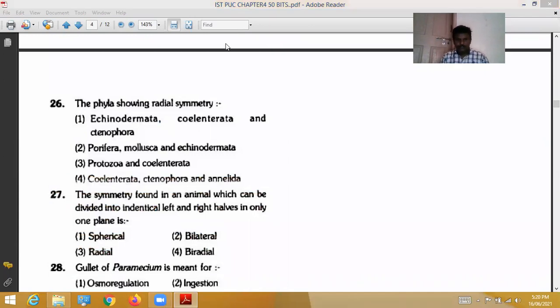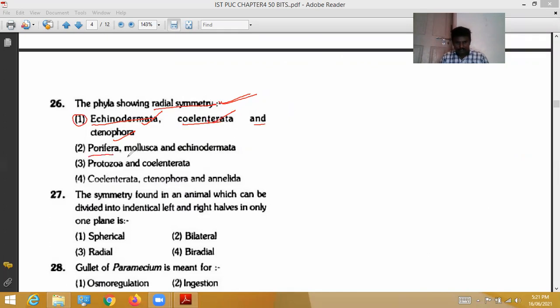Next, 26th question. Which phyla show radial symmetry? While I was teaching the lesson, I mentioned one point, whether you remembered or not, I don't know. Among all the animals, radial symmetry is possessed by 3 groups: Echinodermata, Coelenterata, and Ctenophora. These 3 show radial symmetry. This point I stressed. So that is the correct option.